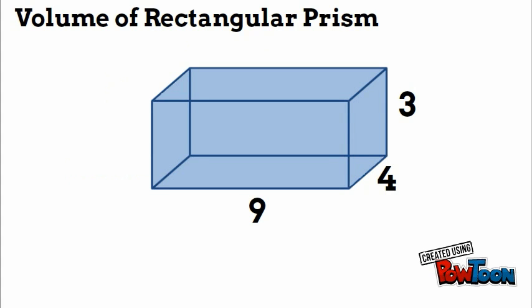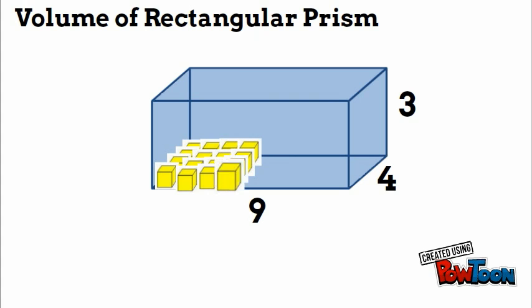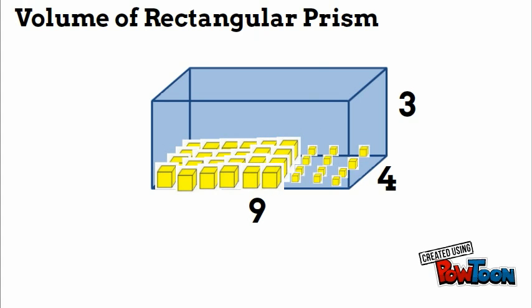So first, let's look at what volume really means. Looking at this prism that says it's 9 by 4 by 3. So that means it's 4 wide and 9 long, and if I start filling it with my unit cubes, we'll see what volume actually means: the filling up of an object with unit cubes.